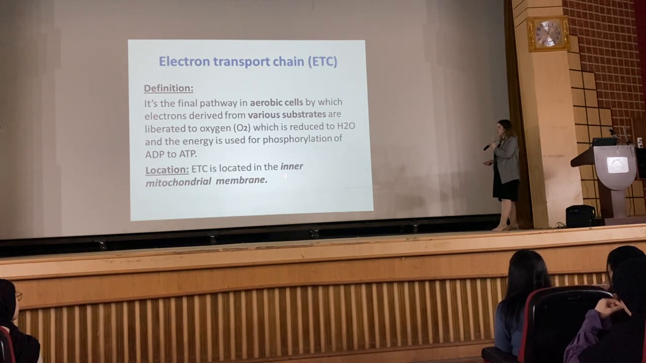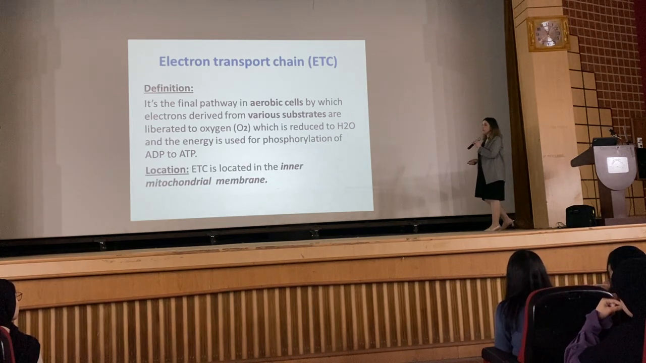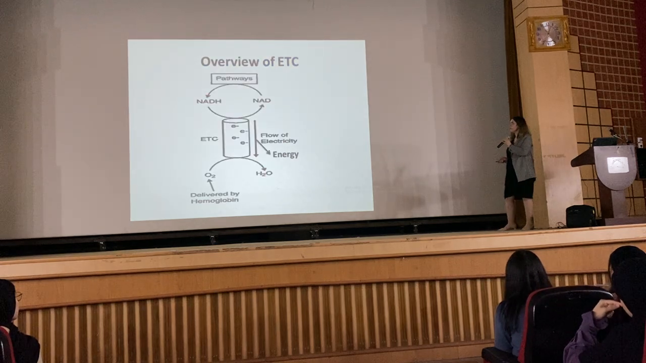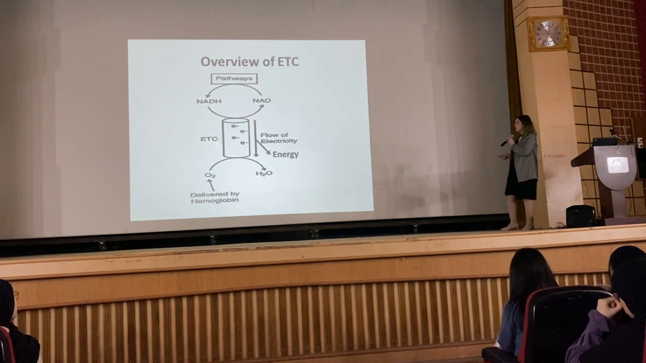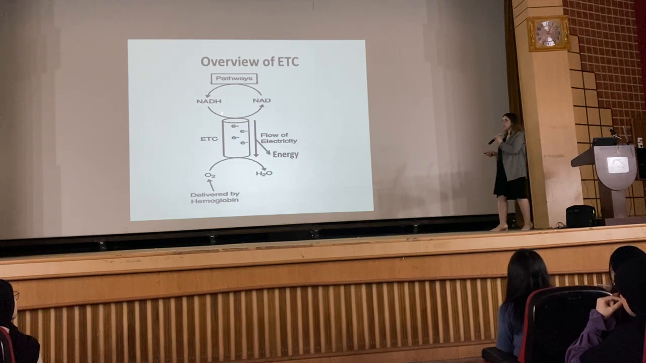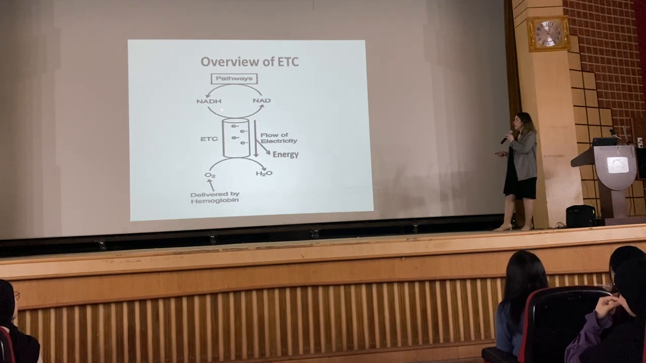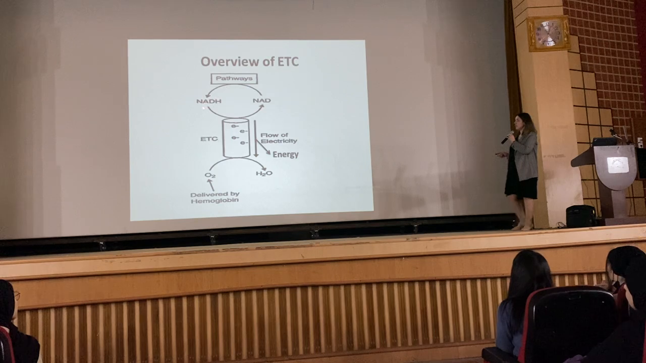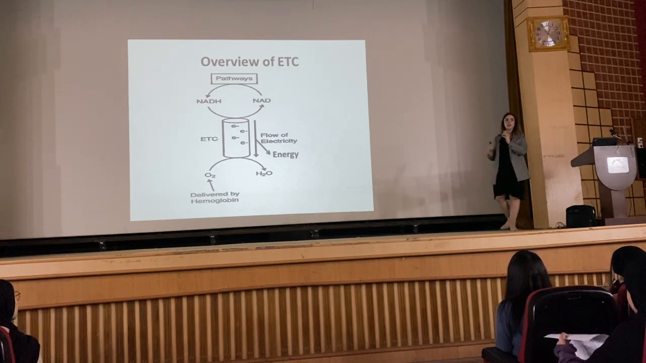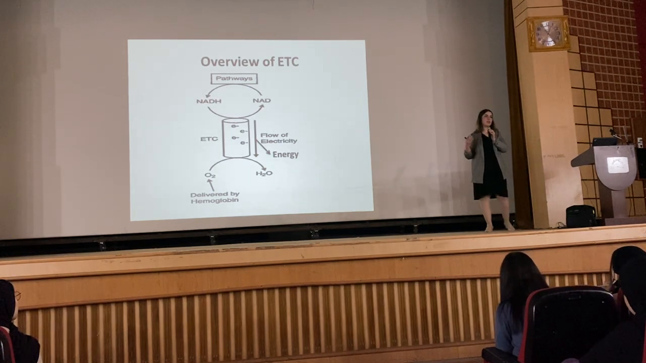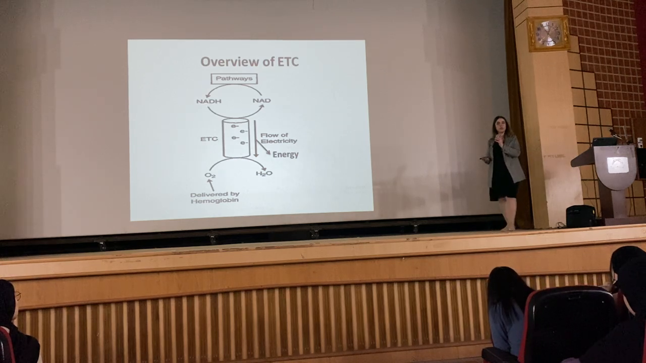So the location is the inner mitochondrial membrane. This is a summary of what's happening in the electron transport chain. We receive a lot of NADH from many pathways, including the TCA cycle. In the TCA cycle, NADH is produced, and FADH2 is produced as well.